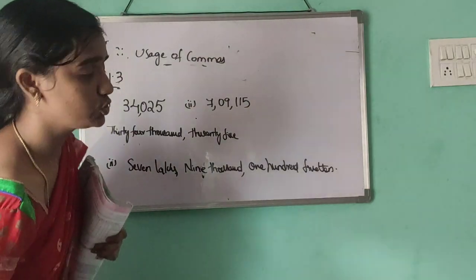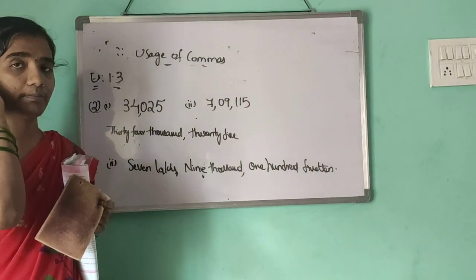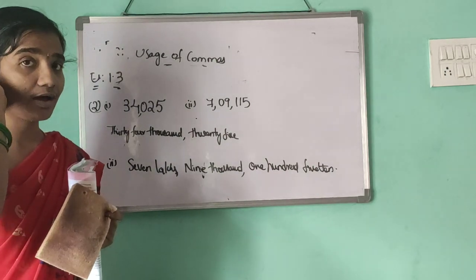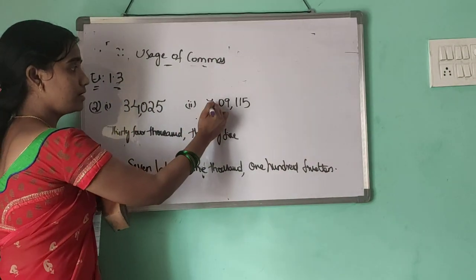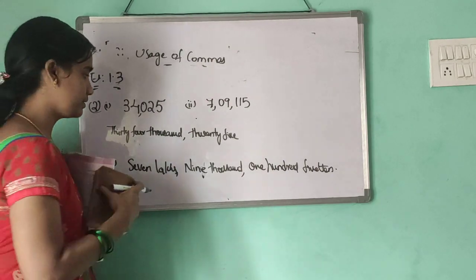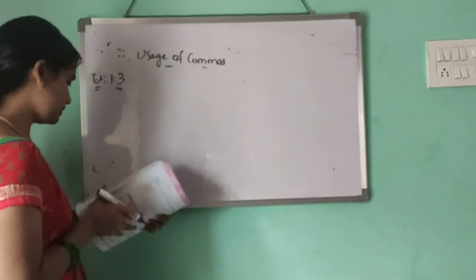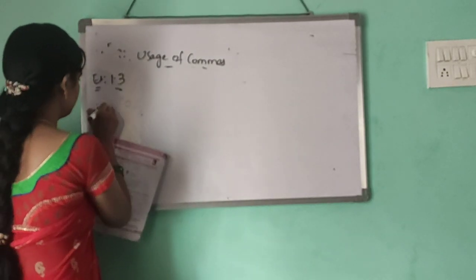In this way we have to identify first how many digits are in the given number and how many commas are in this number. We have to write it like this. Let's see the third one.